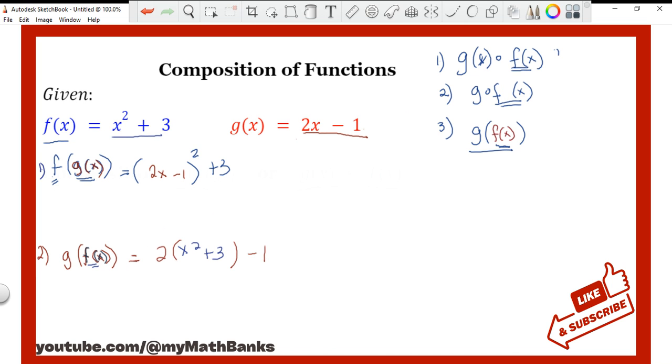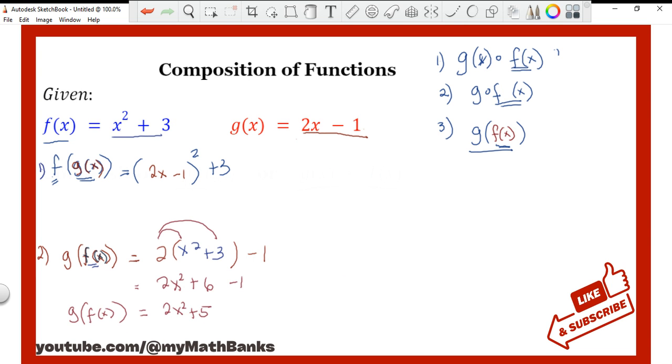Now of course, sometimes your teacher might want you to simplify them. So it's just a matter of doing the simplification. Like for number 2, you just distribute the 2. So now you have 2x squared plus 6 and then minus 1. Combining like terms, you would have 2x squared plus 5. So this is g of f of x.